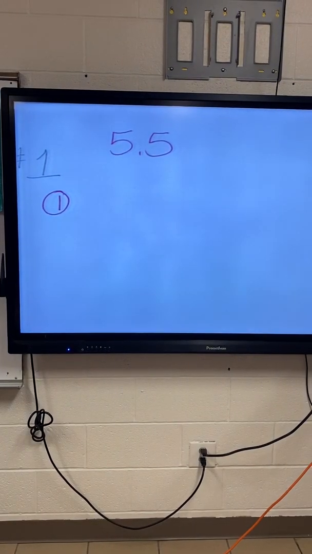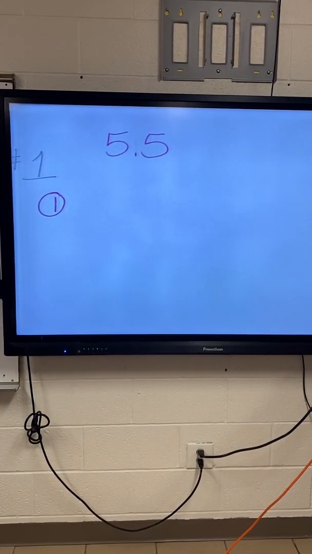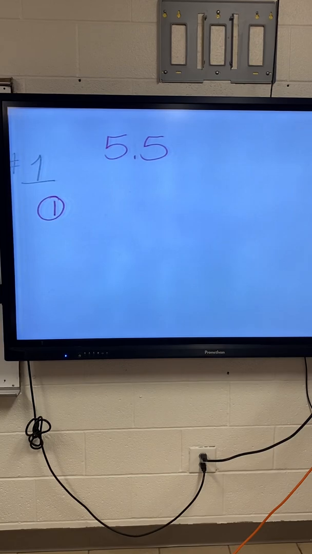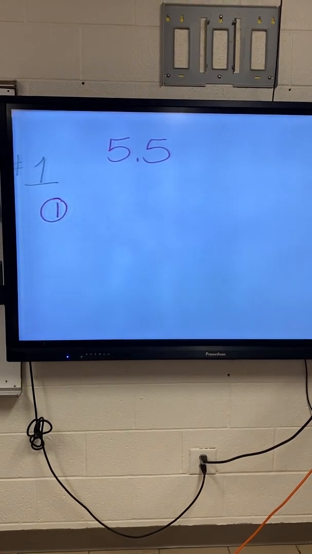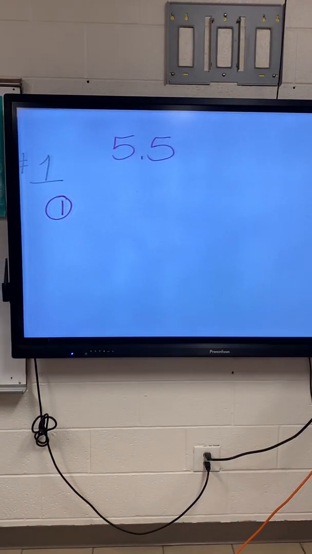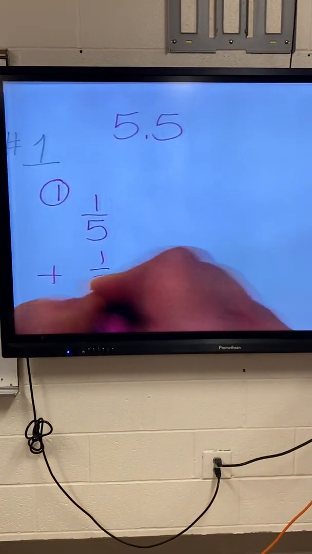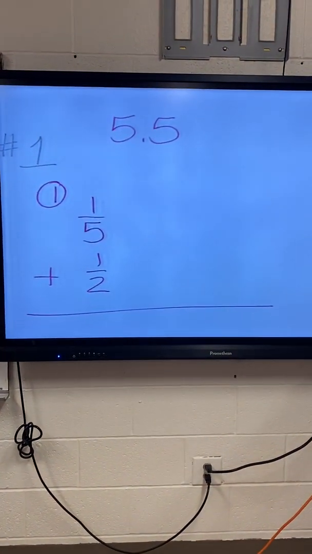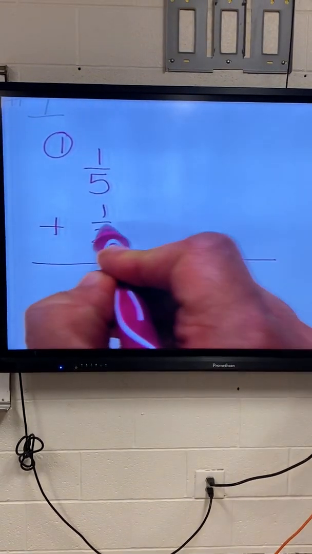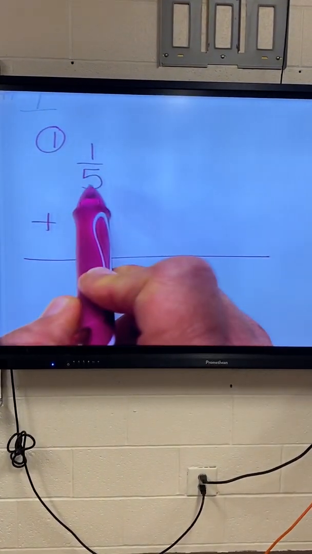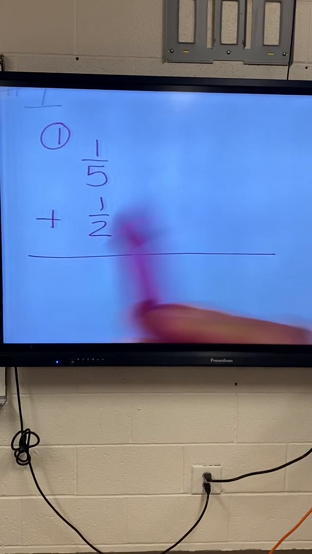Okay, I'm going to be working two problems on your lesson 5.5 of adding and subtracting fractions. The first problem you have is 1/5 plus 1/2. And as you look at the problem, you can tell that the denominators are not the same. One has a 5, the other one has a 2.